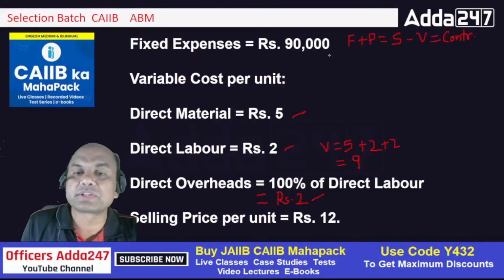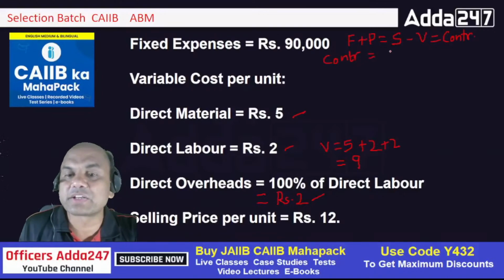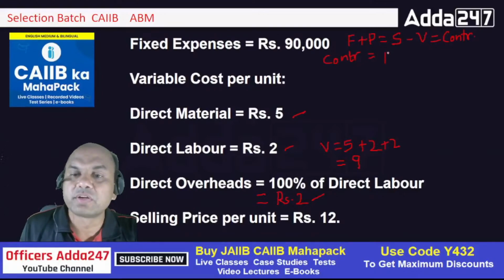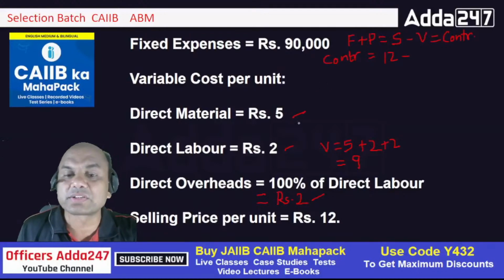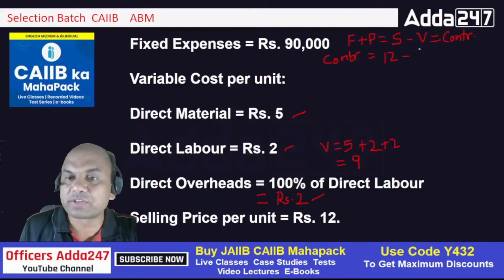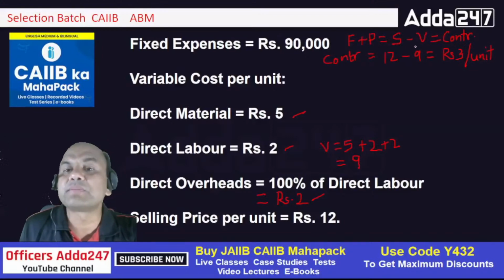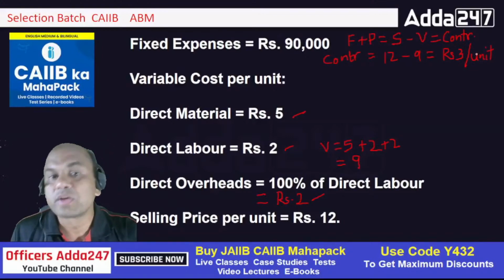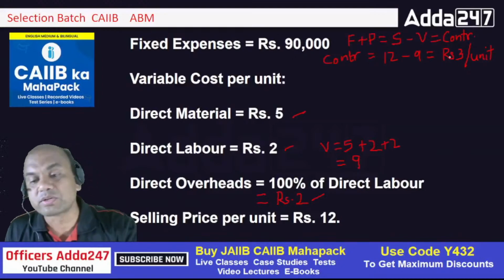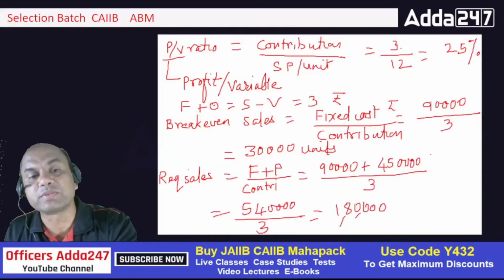So say this, contribution equals S minus V. What is selling price? 12. What is the variable cost? Variable cost is 5 plus 2 plus 2, 9, right? So contribution equals rupees 3 per unit. Now look at this. This is per unit always, okay? So rupees 3 per unit. This is my contribution. So next is what? I want PV ratio. What is the formula for PV ratio? Just now we saw it.